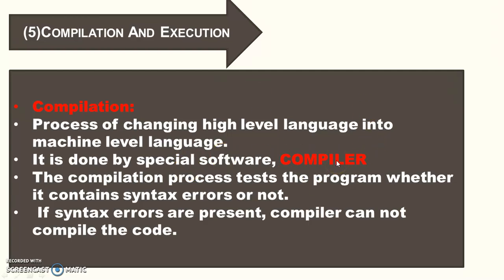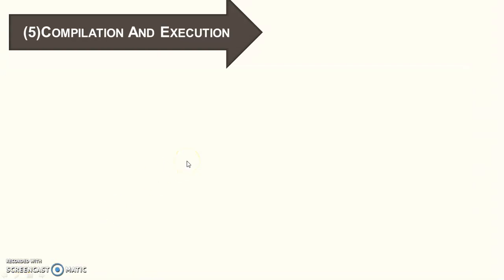The compilation process tests whether the program contains a syntax error or not. A syntax error is nothing but a grammatical error in a particular programming language. If there are syntax errors, then the compiler cannot compile the code. That means you have to fix all the errors displayed by the compiler to execute your program. Once you successfully compile your code, you will get an object file that you need to execute to get your output.